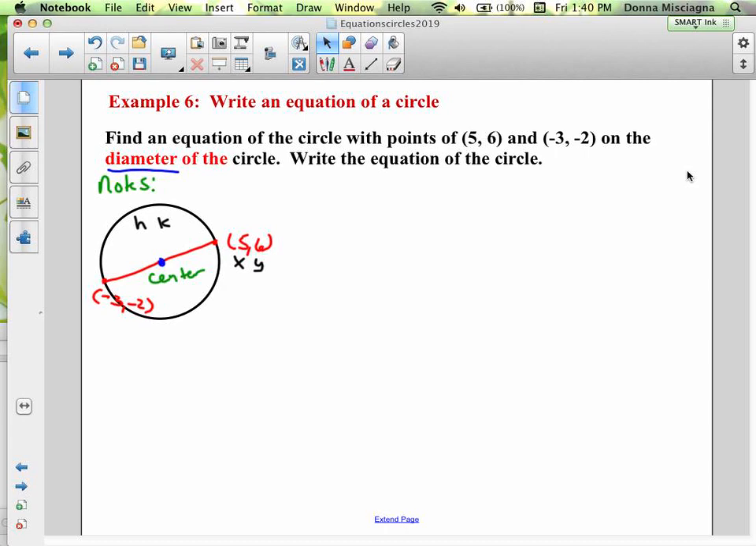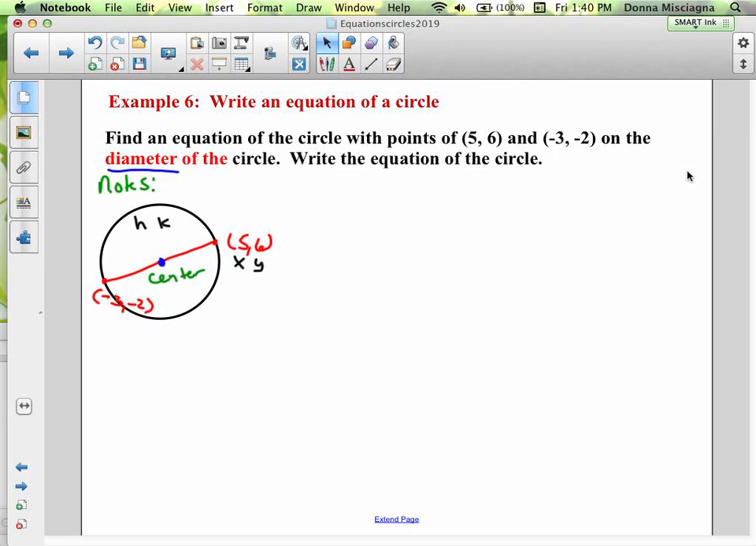The way it's written, it says on the circle. Well, that could be anywhere, right? That doesn't have to go through the center of the circle. So I wanted to make sure it was clear that it was on the diameter of the circle. Right, so that if you were to connect the 2 points we're given, that segment there would go right through the center of the circle.